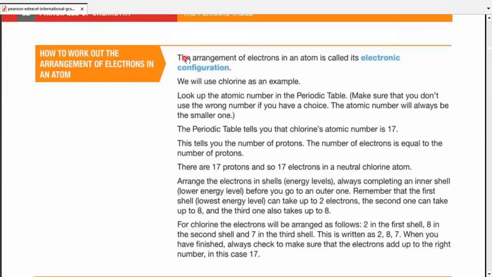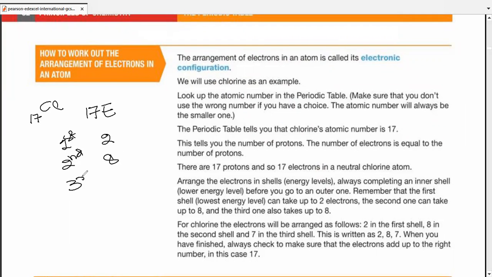Okay, so the arrangement of electrons in an atom is called electronic configuration. We're going to take the example of chlorine and work our way through it so that you can understand it. Now, the atomic number of chlorine is 17, which means it has 17 electrons in total. The first shell can only hold a maximum of 2 electrons. The second shell can hold a maximum of 8 electrons.